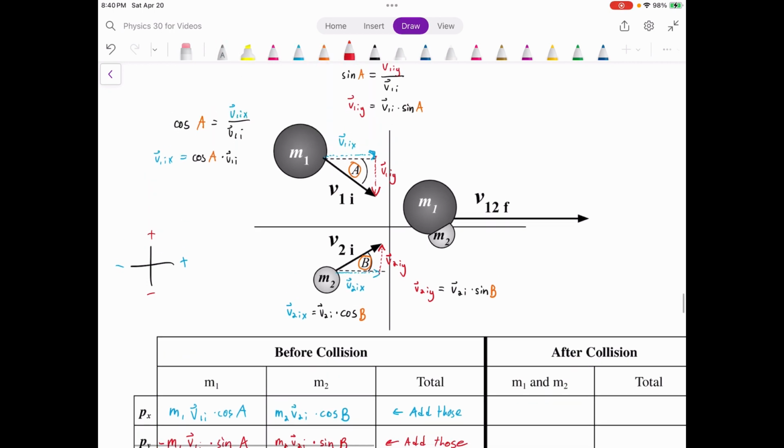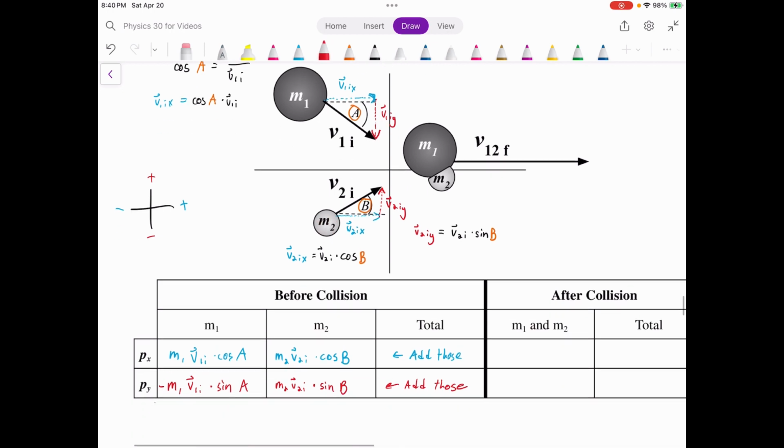Okay, which actually makes sense because look, afterwards it's just moving to the right. It only has x momentum. So this thing's y momentum must have canceled with this thing's y momentum, giving us 0 overall momentum in the y-axis, which is then still true here, right? It always will be conserved in both axes.